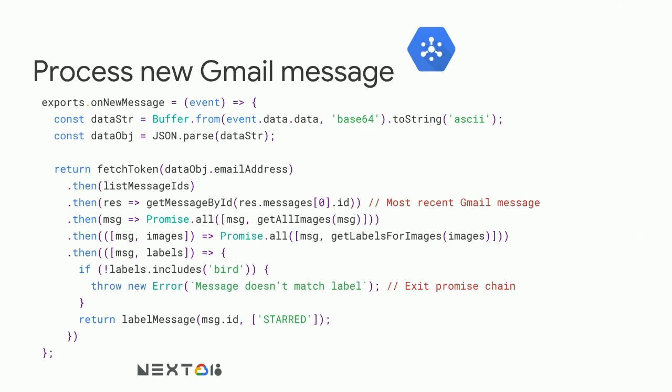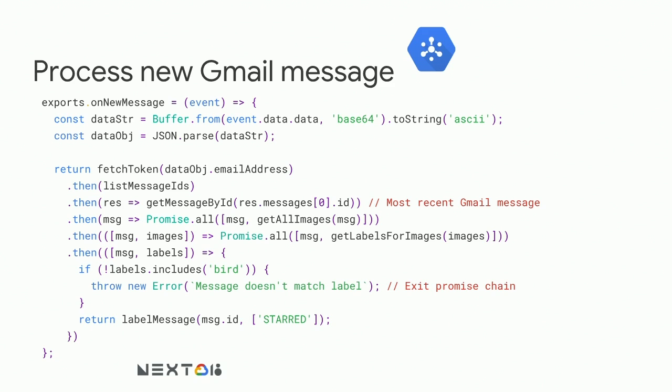Then we have to list the most recent message IDs, which we do with this list message IDs helper function. Then we take that, we get the most recent message ID, and we get that message's object representation. Now, when we get that object representation, that includes the actual contents of the message, so we can go through those contents and extract any mentioned images from it. Finally, we take all those images and pass them off to Cloud Vision using the getLabelsForImages function. Cloud Vision runs its machine learning models and categorizes those images and sends those categories back to Cloud Functions.